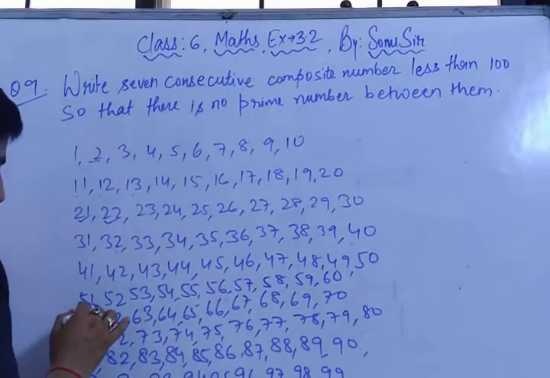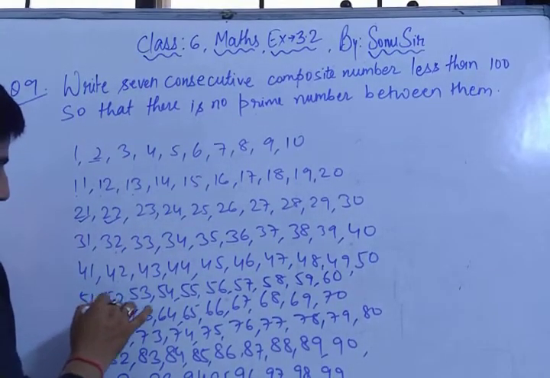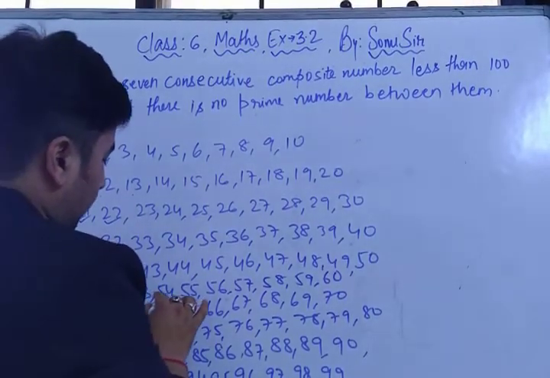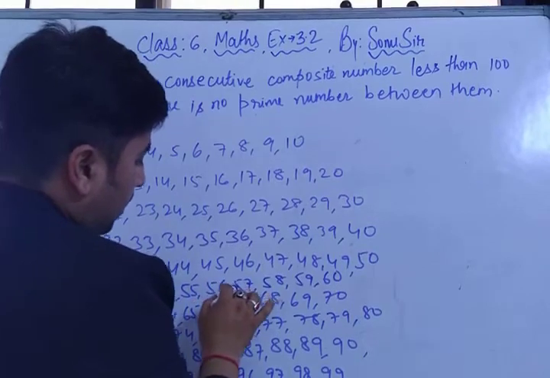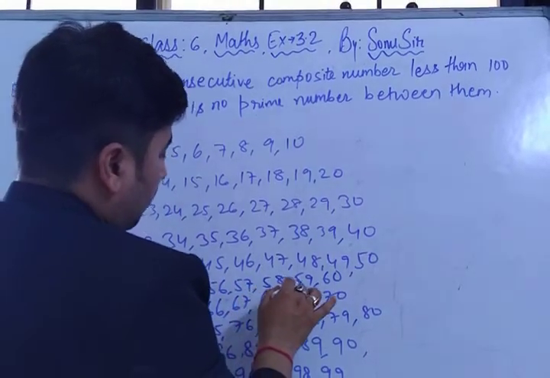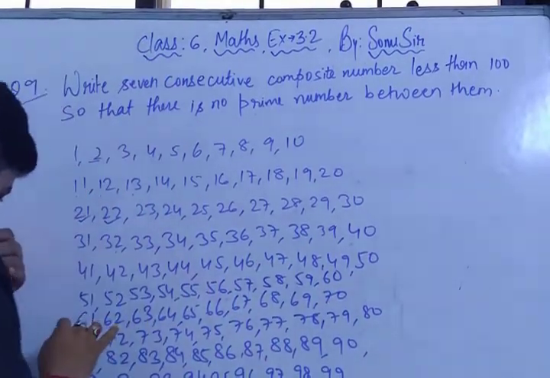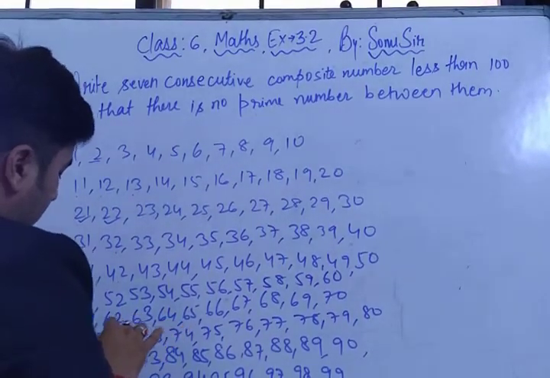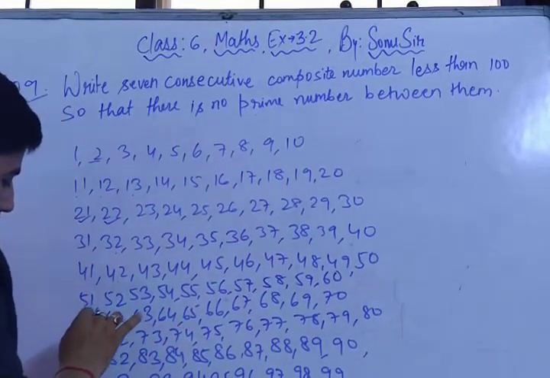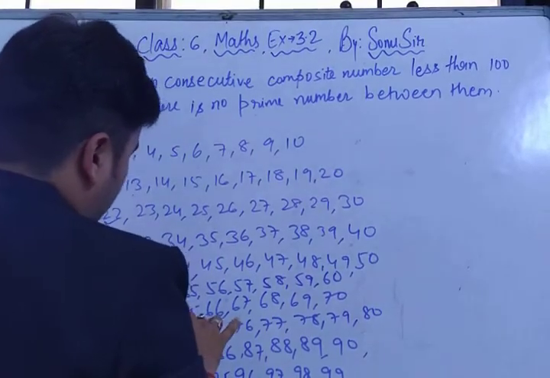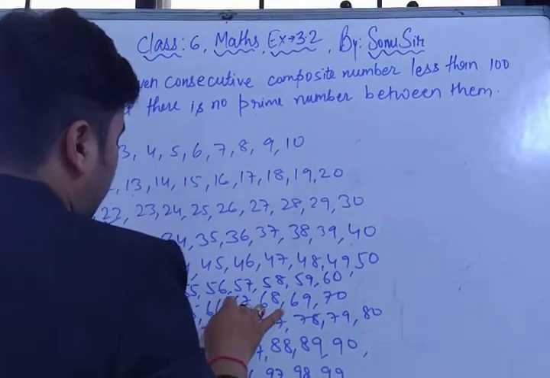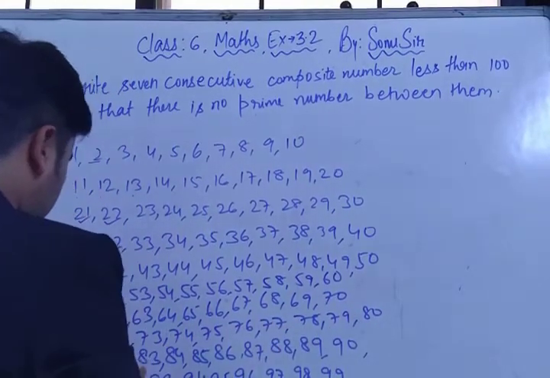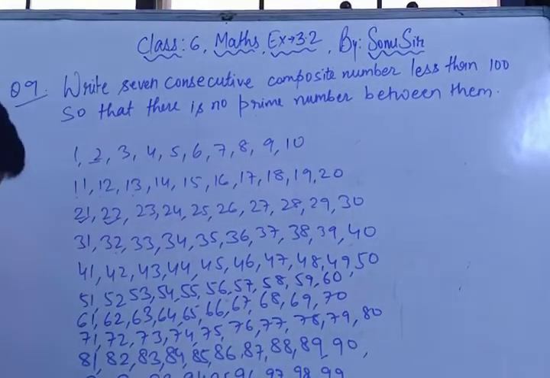Now talk about this: 51 composite, 52 composite, 53 is a prime number. Again composite, composite, composite, composite, composite, prime number. Composite, prime number. So prime number, composite, composite, composite, composite, composite, prime number. So not in this series, not in this series, in this series.